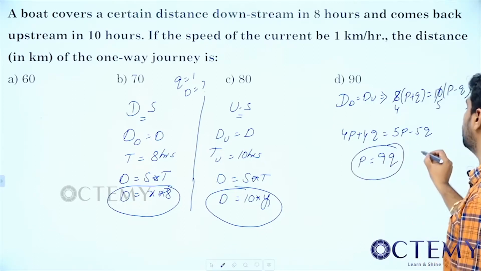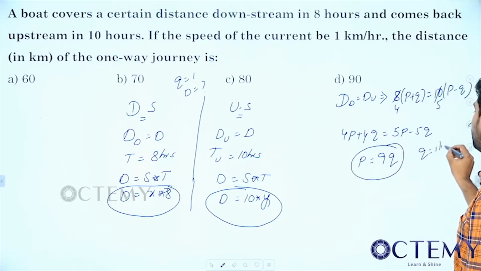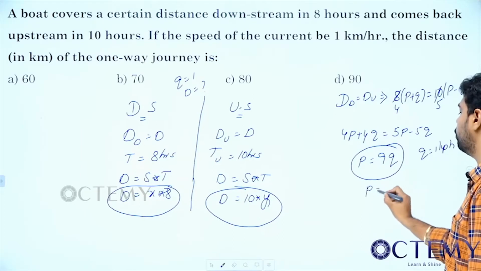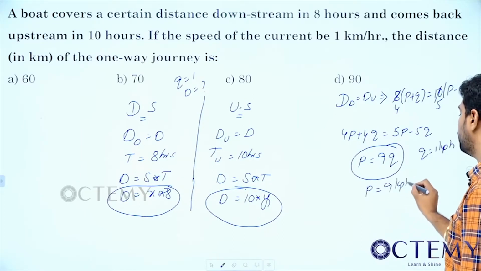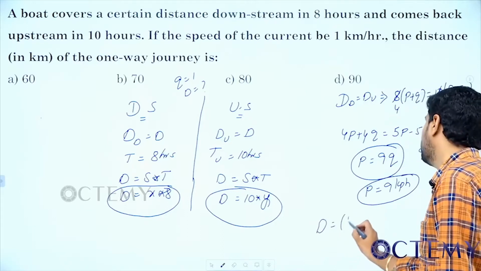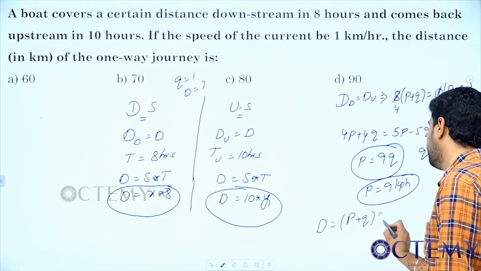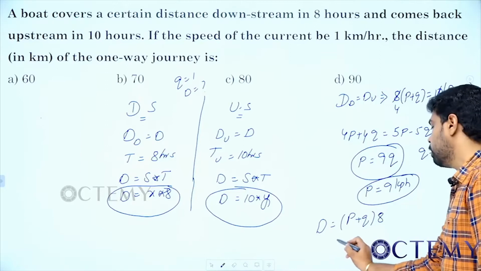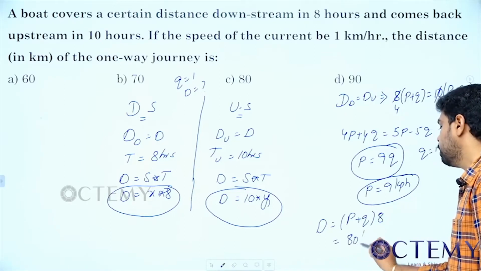So the Q value is already given. Q equals 1 kilometer per hour. This is given. So P equals how much now? 9 kilometers per hour. From this I found out. So distance is equal to what? P plus Q into 8, or else P minus Q into 10. So this will be 80 kilometers.